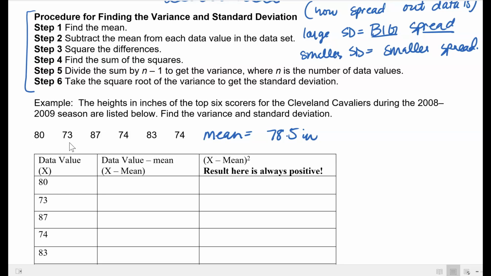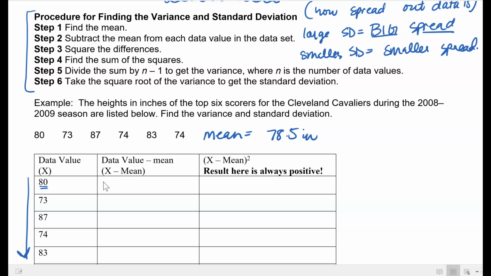So again, we're just going to add up all those values and divide by 6, and you should get a mean of 78.5. Next step, step 2, is you're going to subtract the mean from the data values. I list all the data values here in this table. I would highly recommend that when you do this in your homework, you make a table like this for yourself.